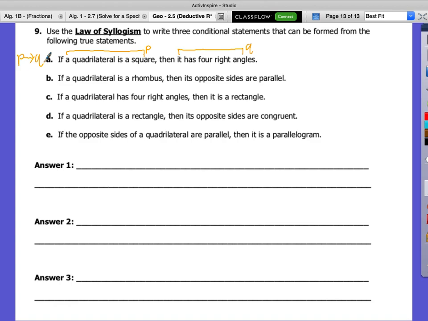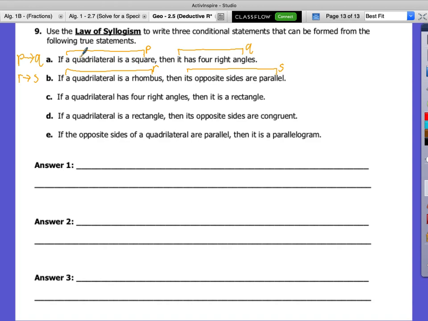Second one. A quadrilateral is a rhombus. Is that a new thing that we've seen or an old one? P or Q? Or is it a new thing? It's R then. It's the next letter. Its opposite sides are parallel. Is that P, Q, or R, or is it a new one? What follows R? S. So this one goes if R, then S.